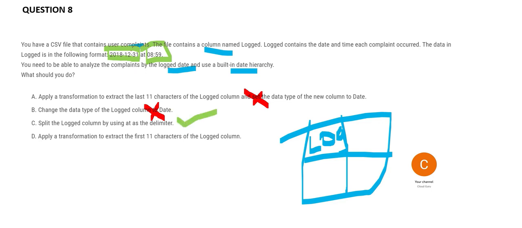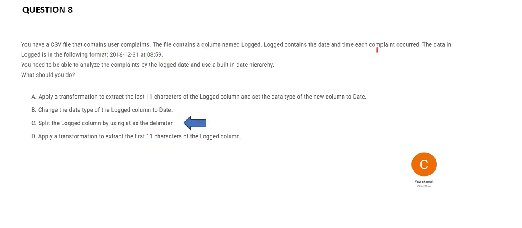D says that we should apply a transformation to extract the first 11 characters, 1, 2, 3, 4, 5, 6, 7, 8, 9, 10 and a space of the logged column. So it will also pick up the space. Instead of that, option C would be the better answer in this case, because it works perfectly. It will split these two, and once we split we just use the date. So this would be my final answer, option C.